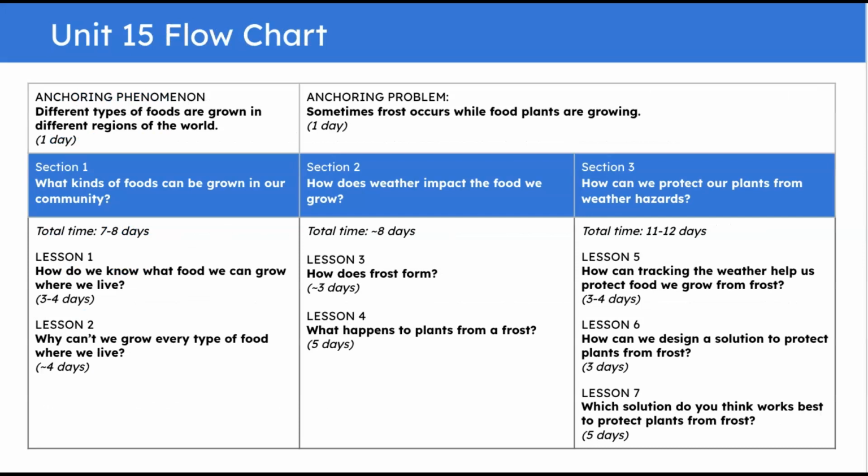This unit is divided into 3 sections. Each section has a driving question designed to reflect what we anticipate students would naturally ask through their learning process. After launching with the anchoring phenomenon, Section 1 includes 2 lessons. The anchoring problem is then introduced and addressed throughout Sections 2 and 3. This unit will take about 30 days to complete.